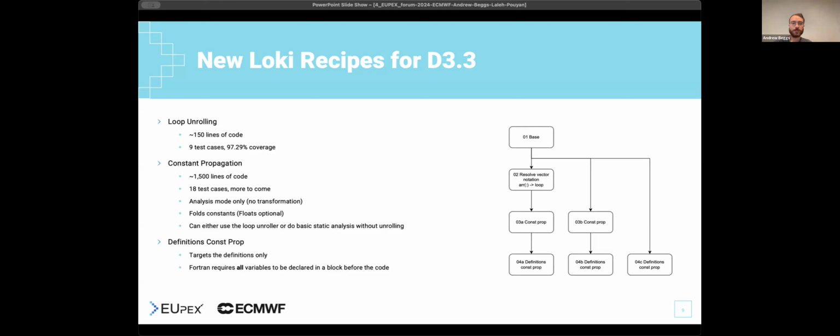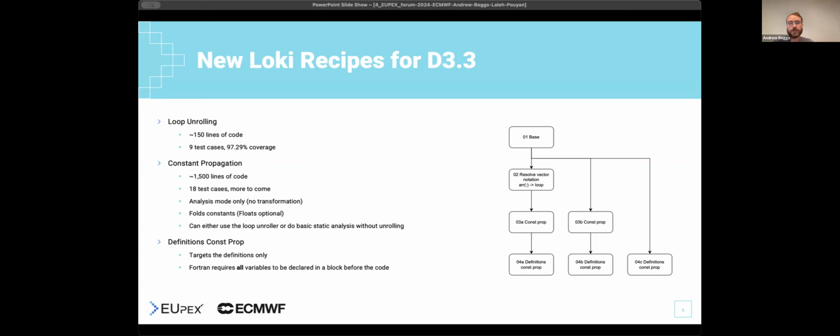We also have the ability, as you saw on the last slide, to fold constants. However, if you're a bit nervous about your floating point operations, you don't want to disturb the accuracy on those, you can leave them untouched and it'll only touch integers. And you can either use the loop unrolling to explicitly unroll the loops, or if you have really long loops, whether that be in code size or iterations, you can have a basic static analysis so that you don't have these loops exploding on you.